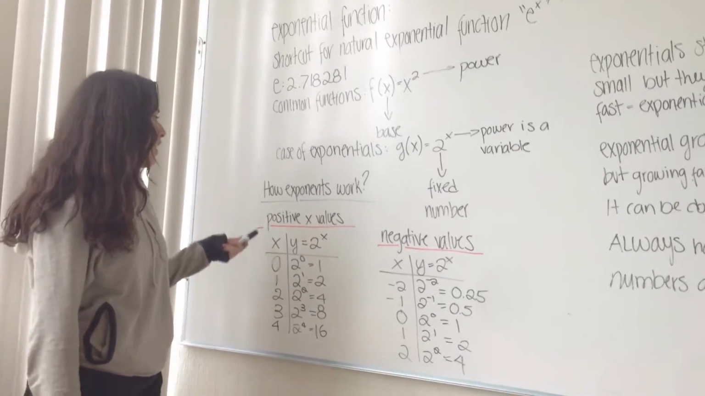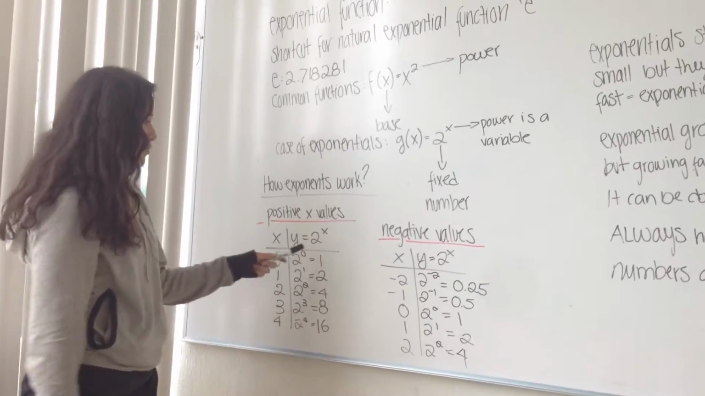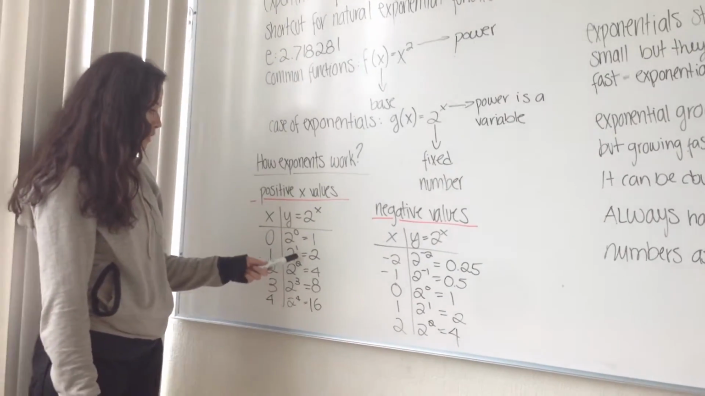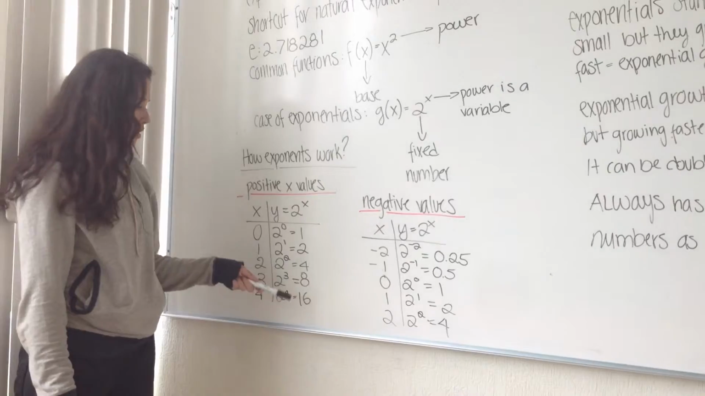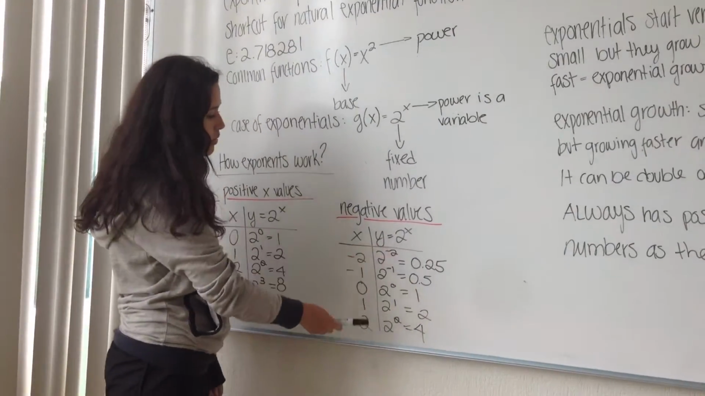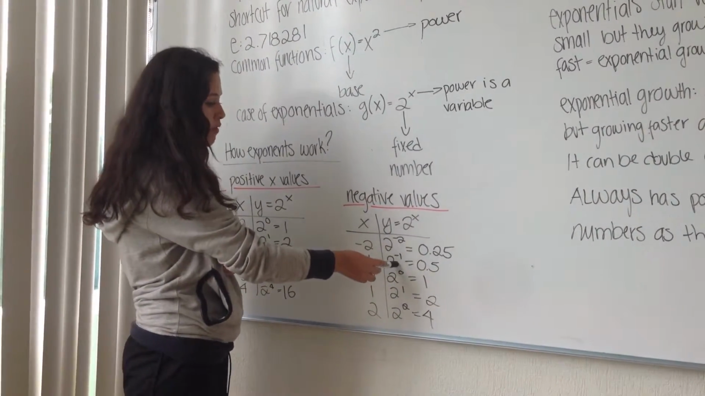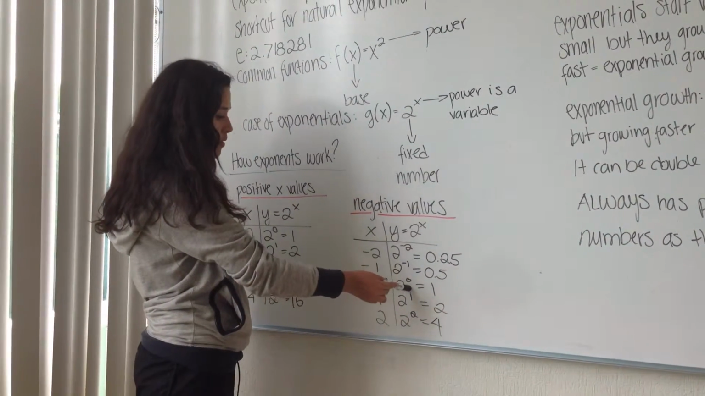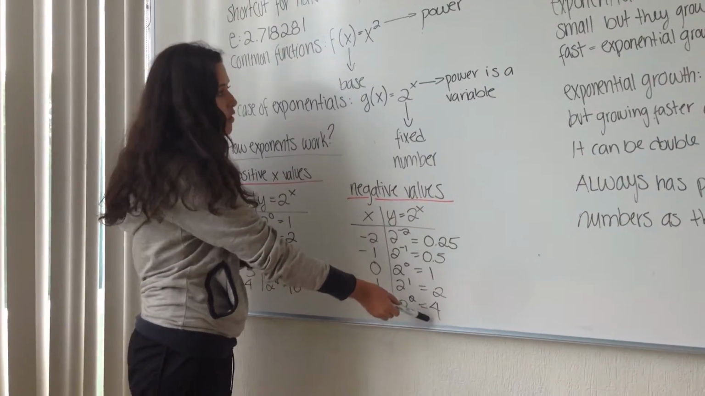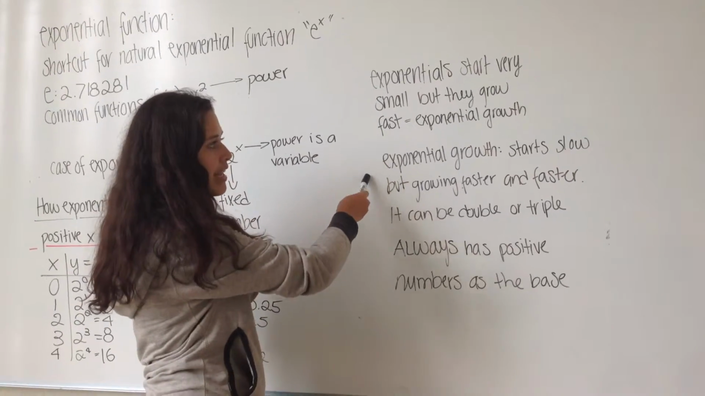So we have the positive x values, because we have an x right here, and the negative values. We start by substituting x with 0. So we have 2 to the power of 0 equals 1, 2 to the power of 1 equals 2, 2 squared equals 4, 2 to the power of 3 equals 8, 2 to the power of 4 equals 16. For negative values, we substitute as well. So we have 2 to the power of minus 2, which equals 0.25, 2 to the power of minus 1, which equals 0.5, 2 to the power of 0 equals 1, 2 to the power of 1 equals 2, and 2 squared equals 4. So the exponential starts very small, but it grows faster, and we know that as exponential growth.